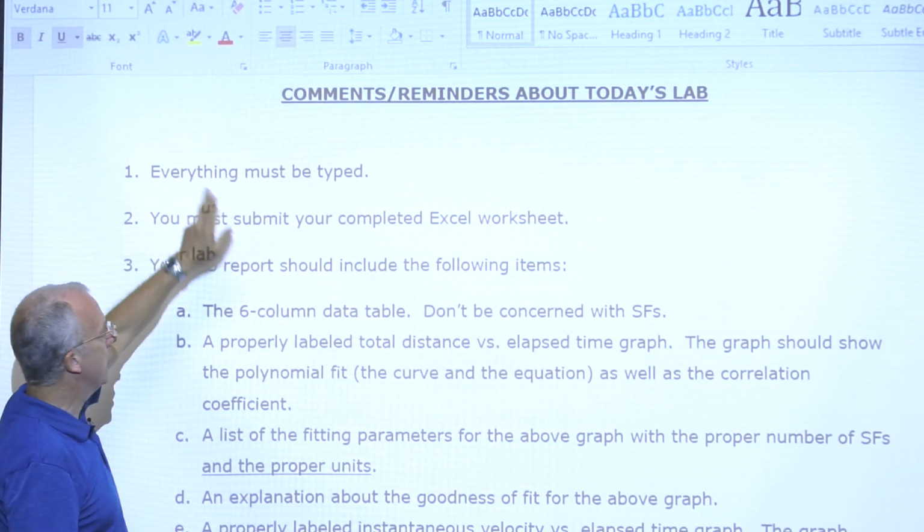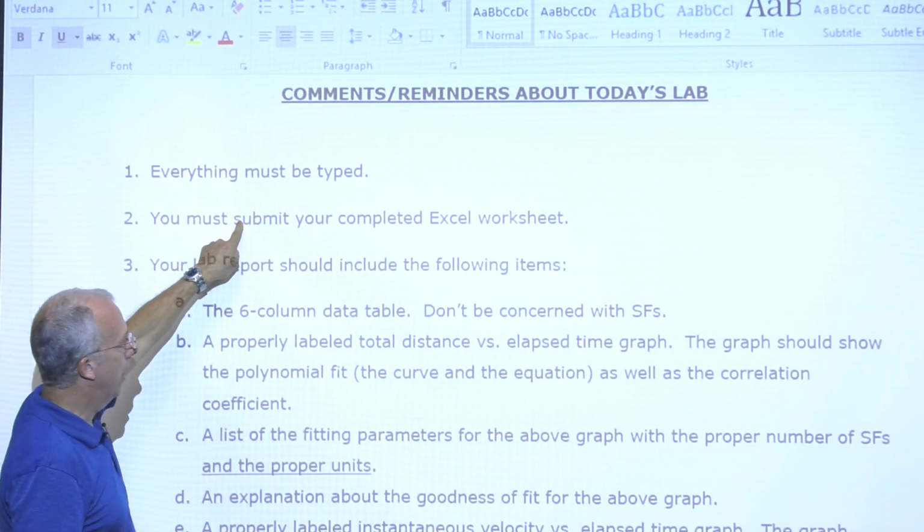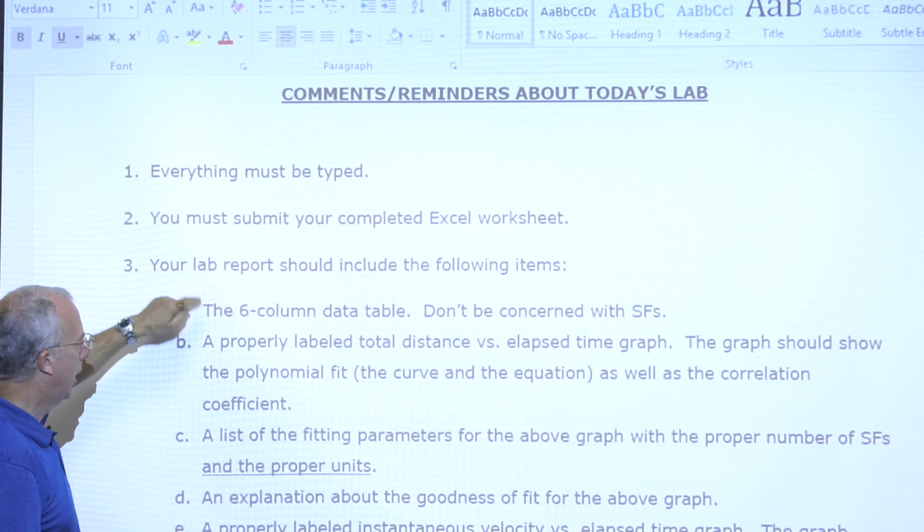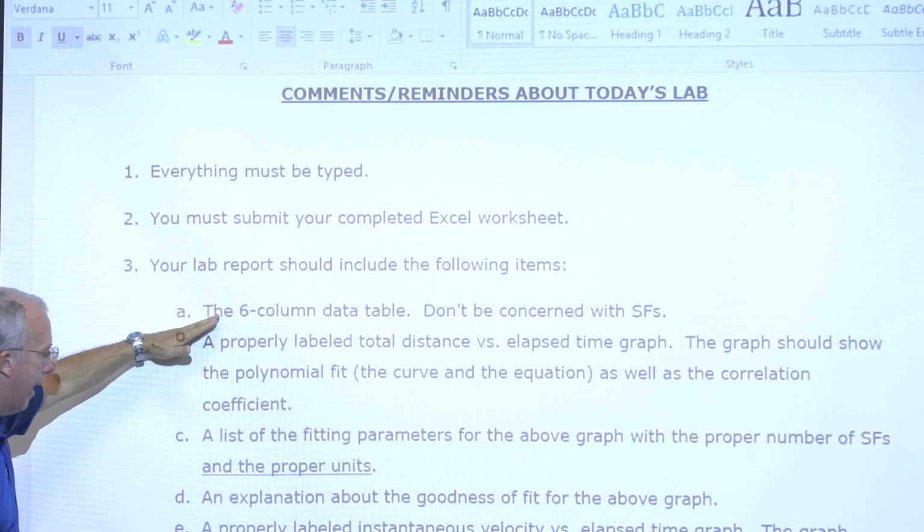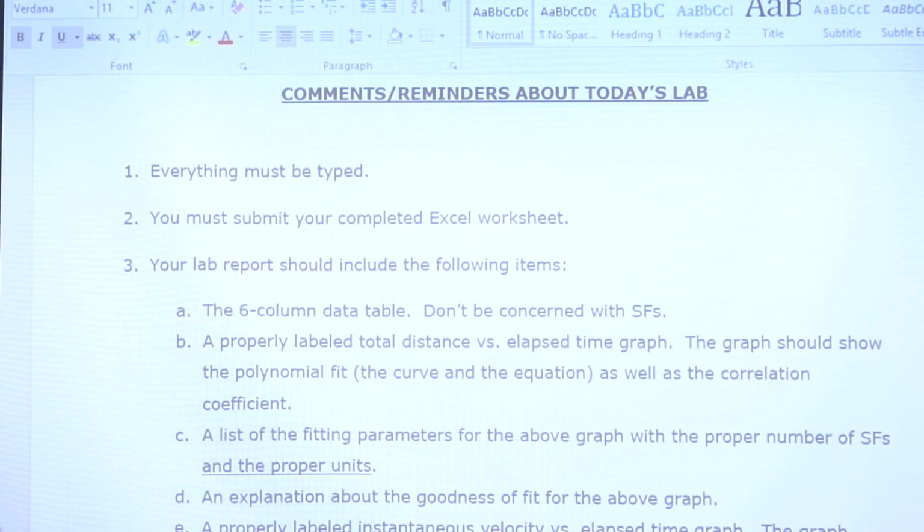So again, everything must be typed. You have to submit your Excel worksheet, and then I tell you what the lab report should include. So just make sure you read that, and then you'll do things correctly. Again, if you have any questions, let me know. Thank you.